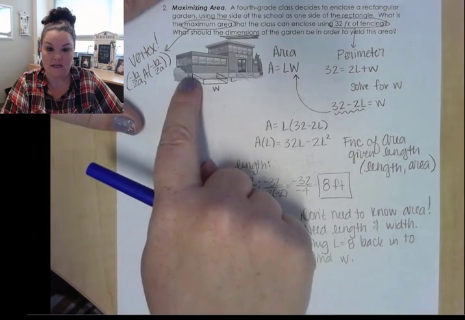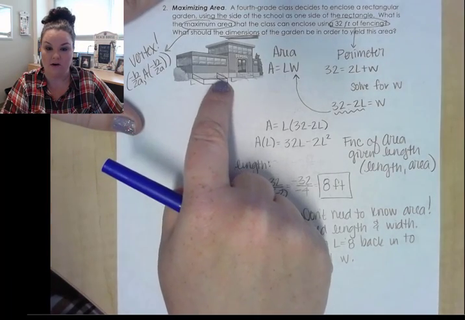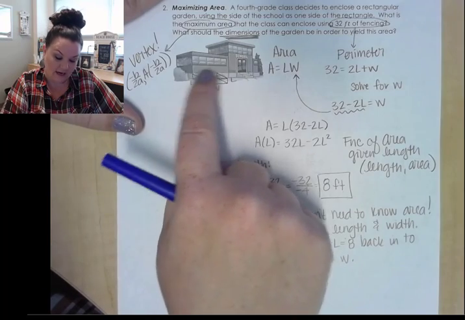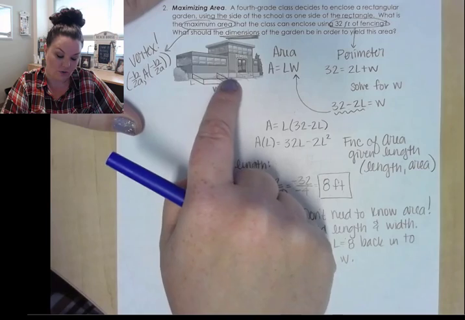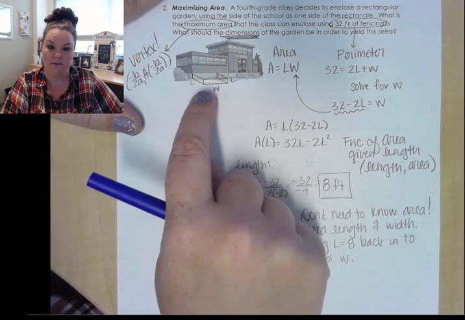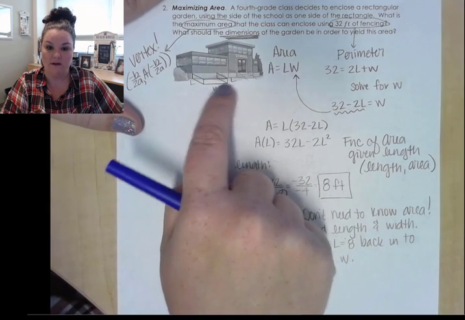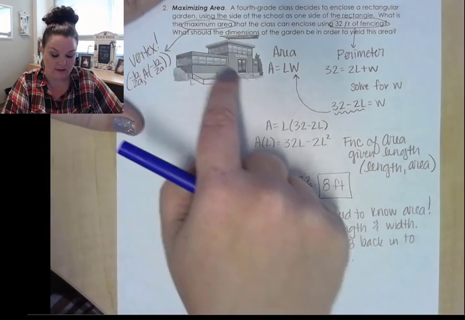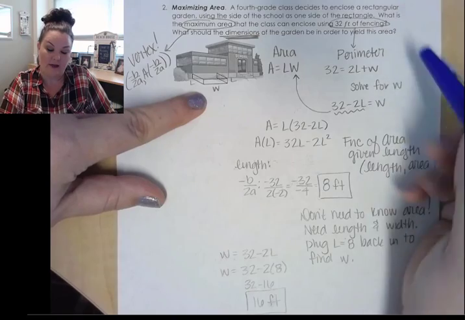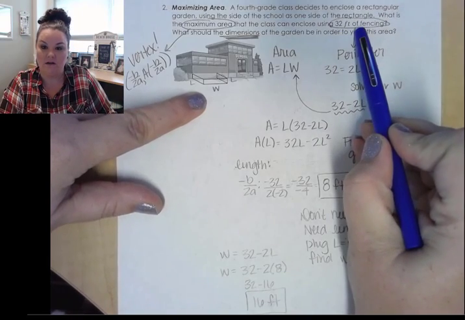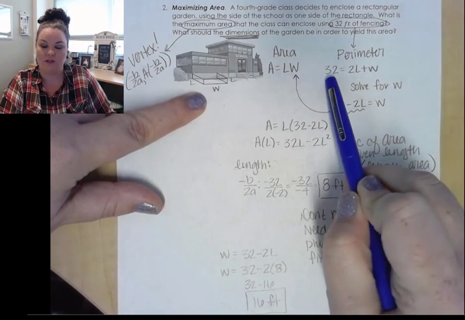All right, so you can see here's our little garden area, and we're going to use the side of the school for one of the sides. So that means we really only have 2 lengths that we need to worry about and 1 width. Now, lengths and width going all the way around, that's our perimeter, right? And here it said we had 32 feet of fencing, so we know our perimeter is 32.